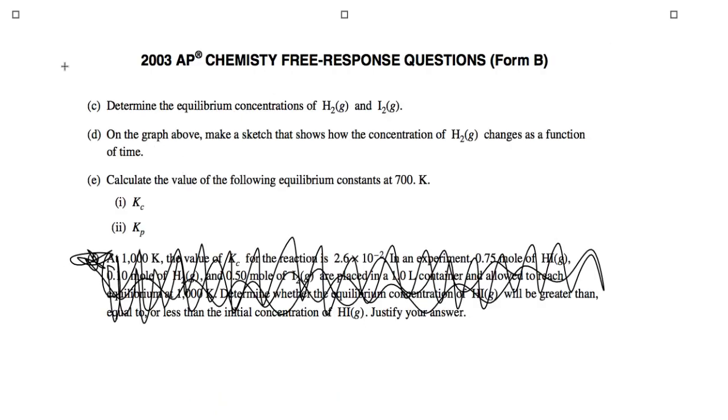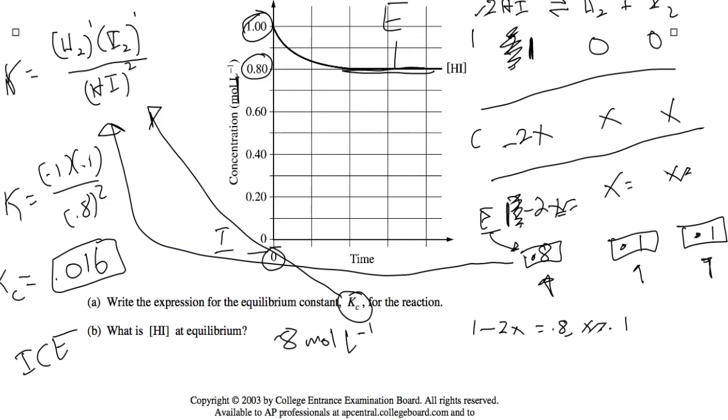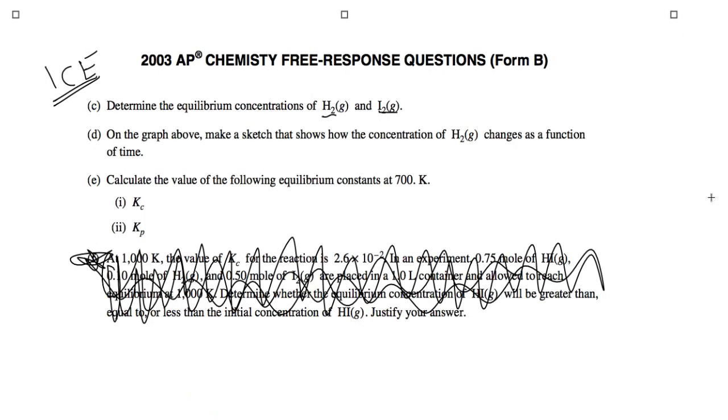Determine the equilibrium concentrations of H2 and I2. Always go to the ICE chart every single time. So I go back, H2, I2, they're not asking for initial, they're not asking for change, they're asking for equilibrium. So for H2 at equilibrium it's 0.1, and for I2 at equilibrium it's 0.1. So this is 0.1 molar, and this is 0.1 molar.